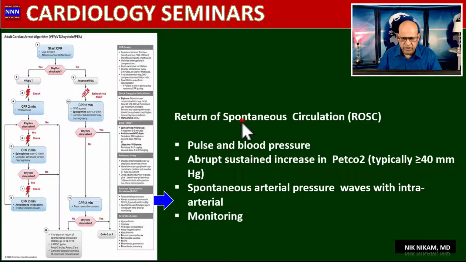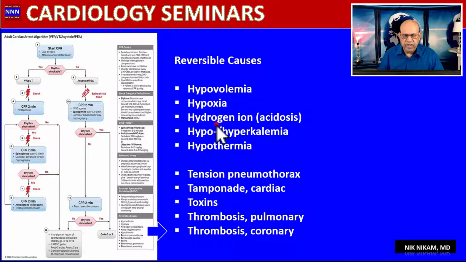The next one, return of spontaneous circulation, ROSC. Check for the pulse, check for the blood pressure, and look at the carbon dioxide levels. Monitor the arterial pressure waveform. Monitor, and if inotropic support is needed, you start the inotropic support to maintain the blood pressure. The last part we have left here is we need to look for reversible causes.